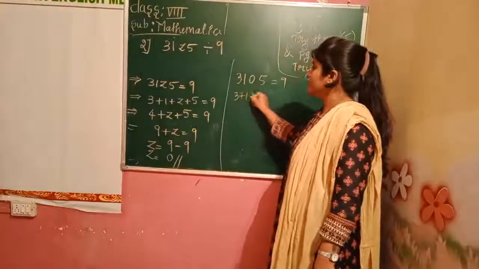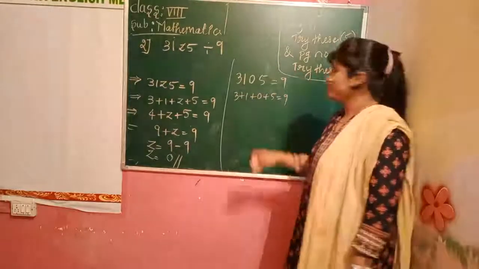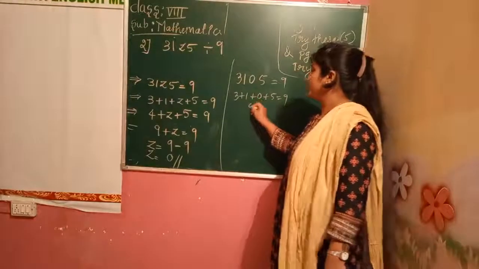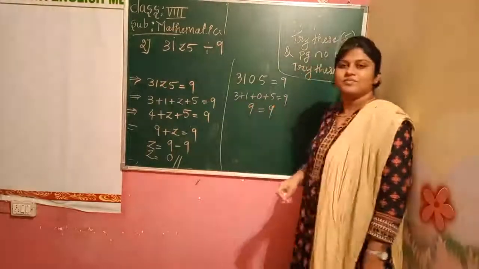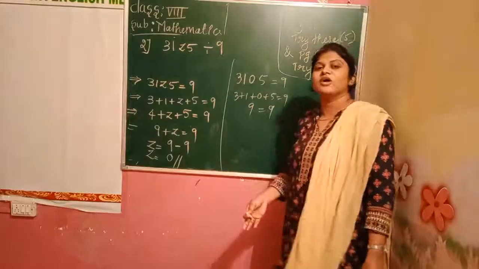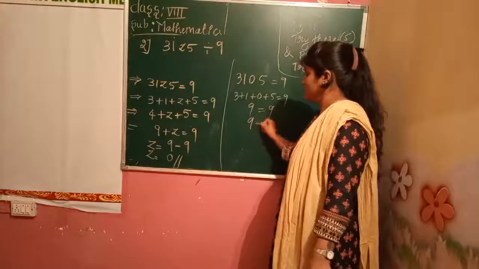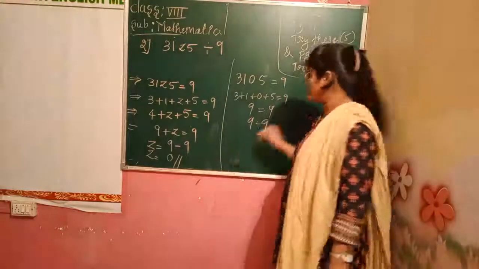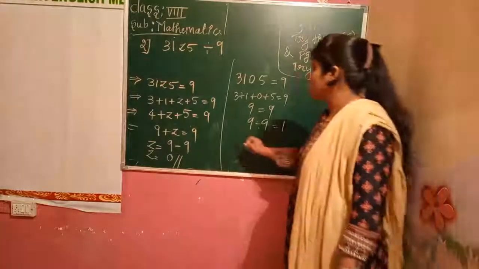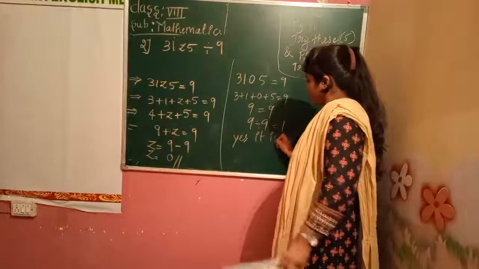Explanation, same way: 3 plus 1 plus 0 plus 5 is equal to 9. 3 plus 1 will be 4, 4 plus 0 will be 4, 4 plus 5 will be 9. 9 is equal to 9. Again we got 9, children. In the previous example also we got 9 and in this example also we got 9. Check: 9 ones are 9. Yes, it is also divisible by 9.